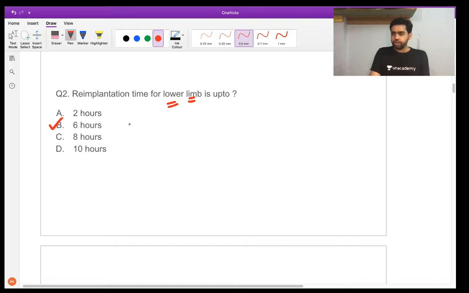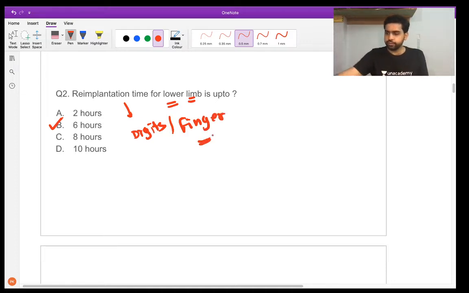Now if I changed the question and asked you how much is the reimplantation time of a finger or digits? If I change the question and ask you what is the reimplantation time for digits, or let's say a finger which has been amputated, what is the answer? I can see around 6 to 7 of you are online, so please try to answer. The options remain the same. What is the reimplantation time for the digits or the fingers?